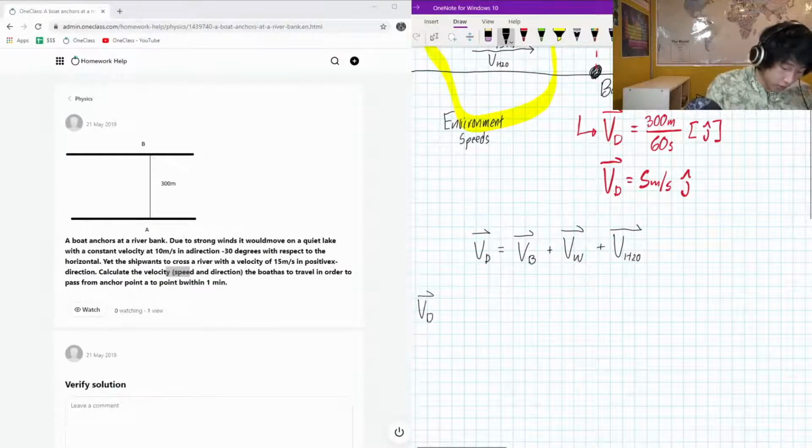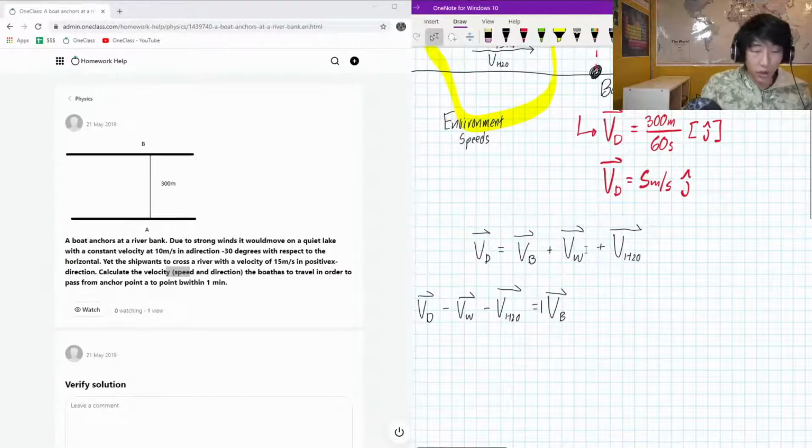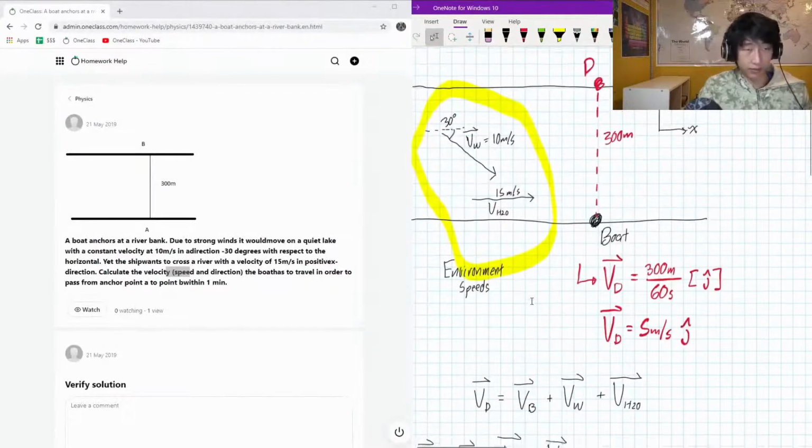But we got to make them negative. So VD minus V wind minus V H2O for water. Beautiful. Now that is the V of the boat that we are trying to solve for. Okay, so we need to put in our vector values for here, and then we'll just calculate for VB, and then we will be extremely happy that we found the solution.